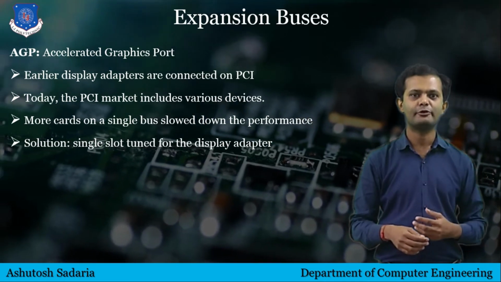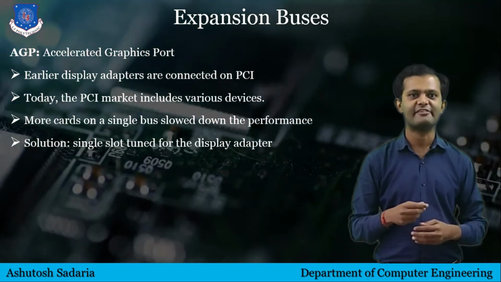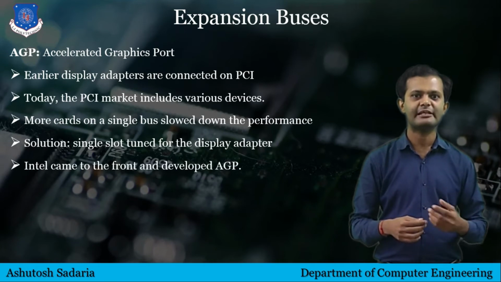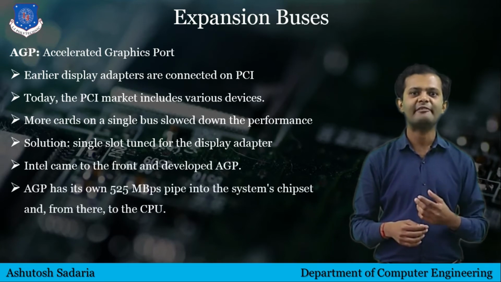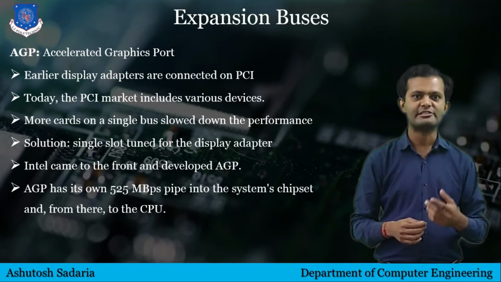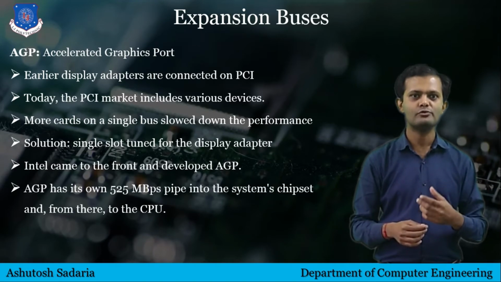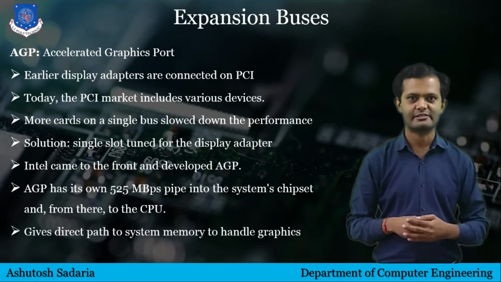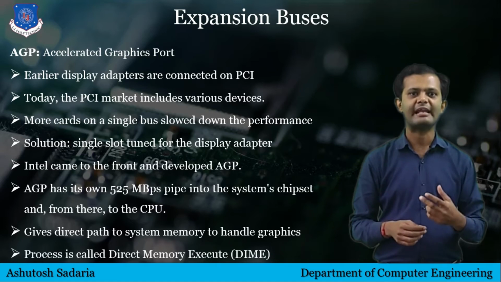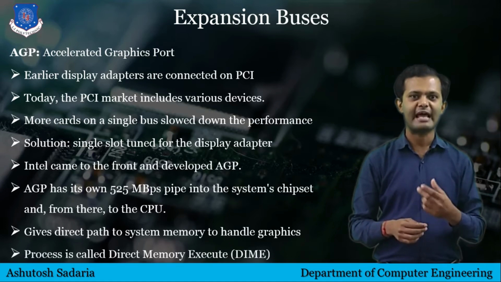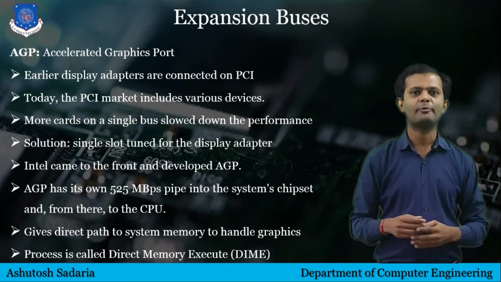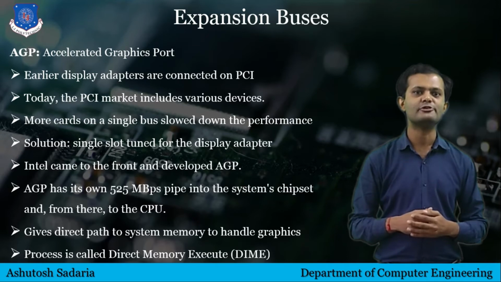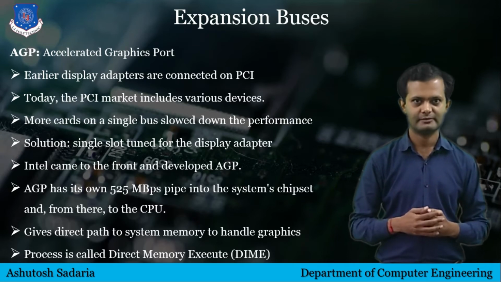Once again, Intel came to the front and developed the Accelerated Graphics Port. AGP removes all the display data traffic from PCI and gives the traffic its own 525 Mbps pipe into the system's chipset and from there to processor. It also provides a direct path to system memory for handling graphics. This procedure is referred to as Direct Memory Execute or DIME. AGP connectors are found on Pentium 2 based computers and later computers or on similar CPUs from non-Intel based vendors.